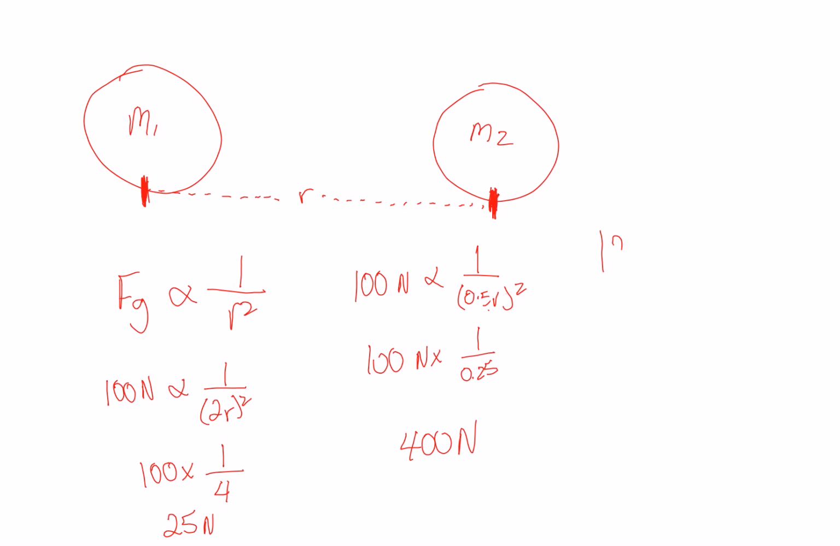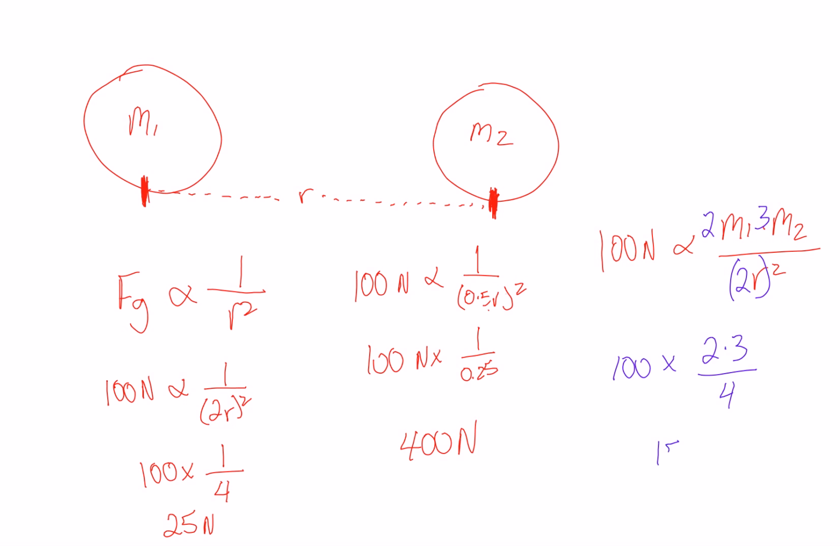So let's do one more. We kind of combine the two ideas together. So if we have 100 newtons, what's going to happen if we combine these two formulas? So we have mass 1 times mass 2, and we divide by r squared. So in this case, let's suppose we double mass 1, triple mass 2, and we double our distance. So you do the same thing, but you just do all these steps together. So that would be 2 times 3 on top, and 2 squared is 4 on the bottom. So we'd go 100 times 6 divided by 4, which works out to 150, I think. Let me just double check that. So 600 divided by 4 is 150, yeah.